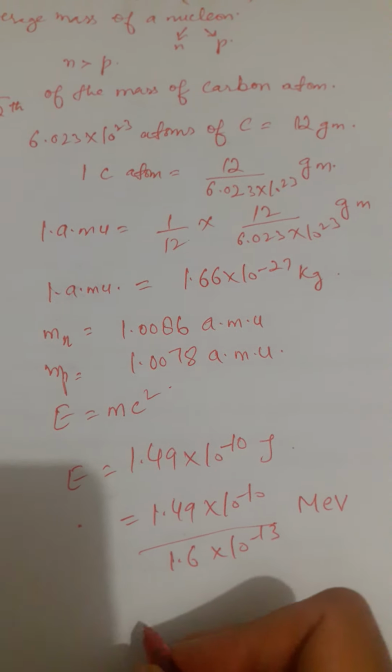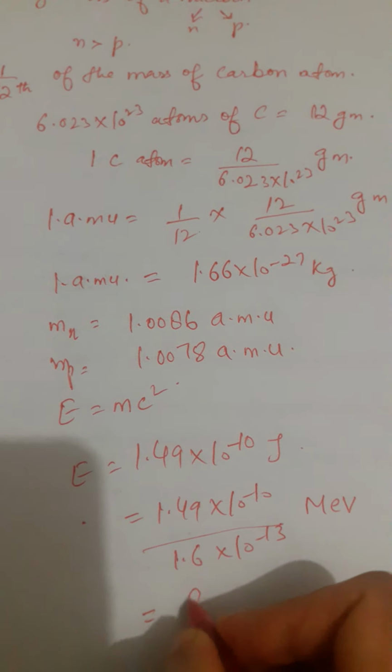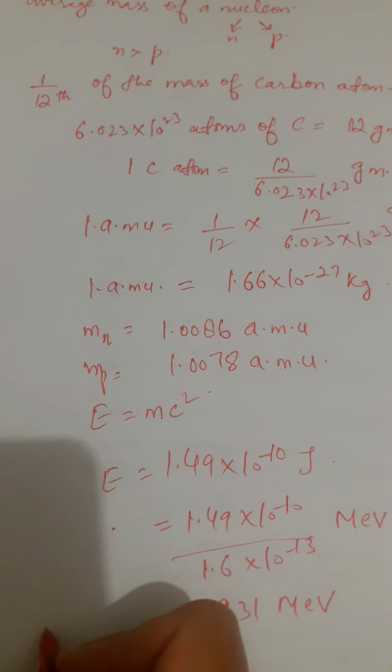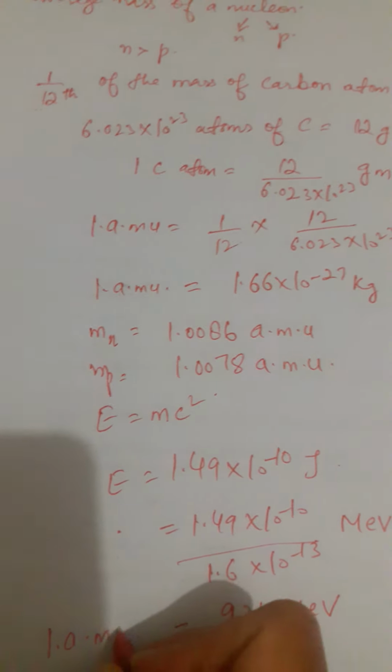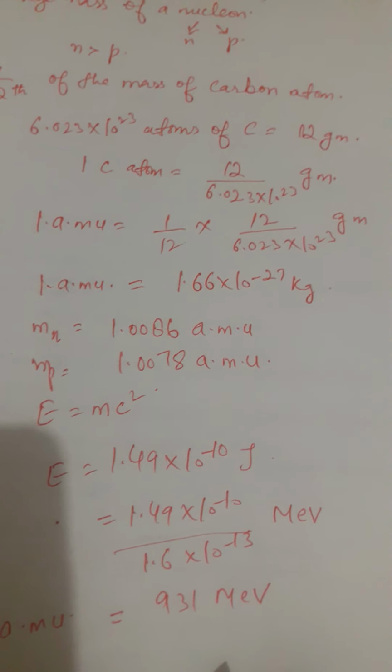And finally, when you calculate it, this comes out to be equivalent to 931 MeV. So one atomic mass unit is equal to these many mega electron volts.